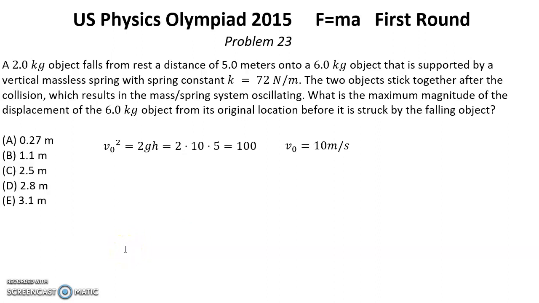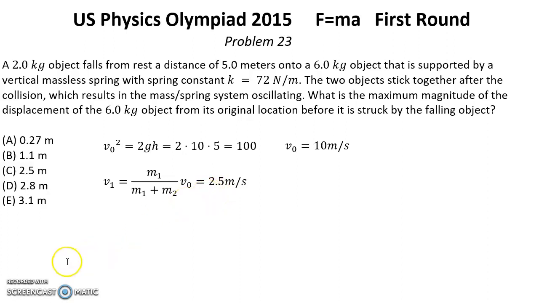Here we use momentum conservation. From momentum conservation we can find that the common speed of these two objects, V1, equals m1 over m1 plus m2 multiplied by V0, which is 2.5 meters per second.